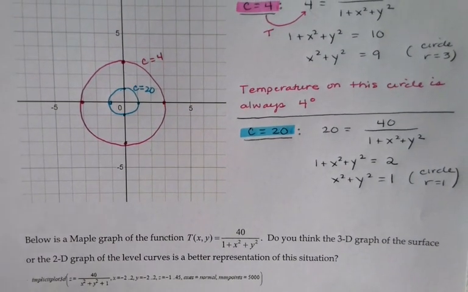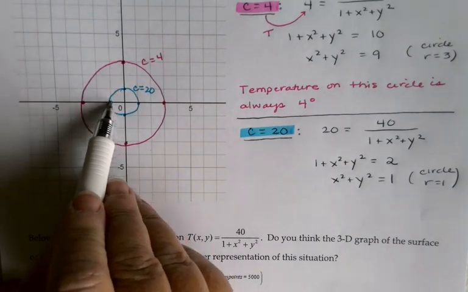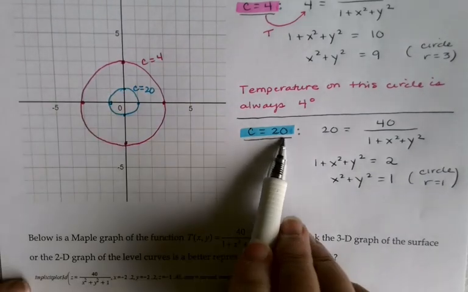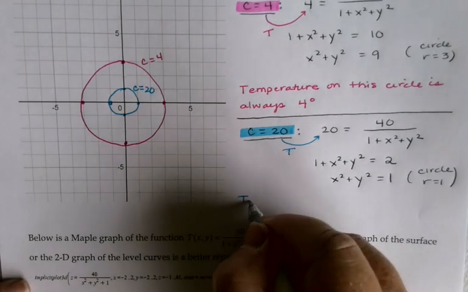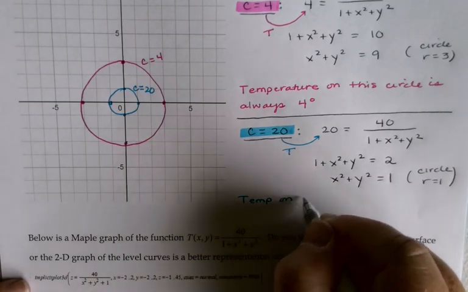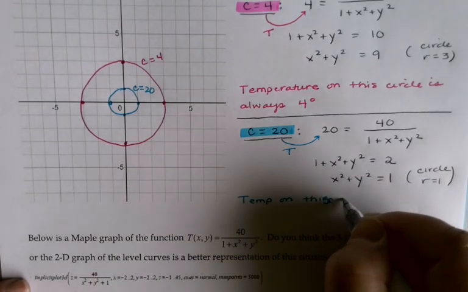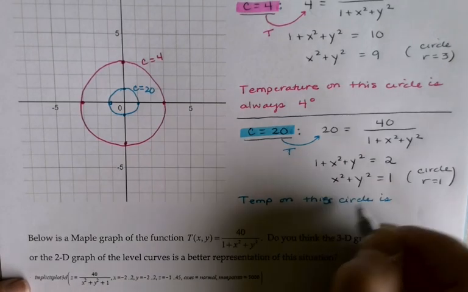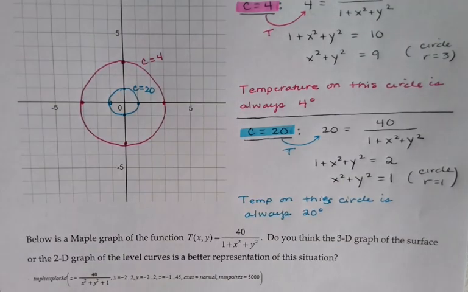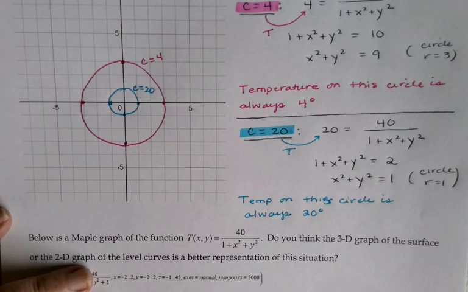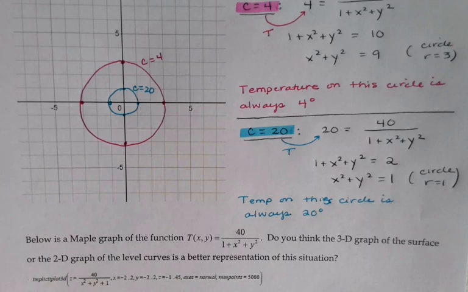And as far as interpreting, once again, we're saying as long as we stay right on that circle, the temperature stays the same all the time. That temperature is always 20 degrees. So in an application, we often think of those level curves as representing constant values, right? It's a place where the z value, or in this case the T value, doesn't change.